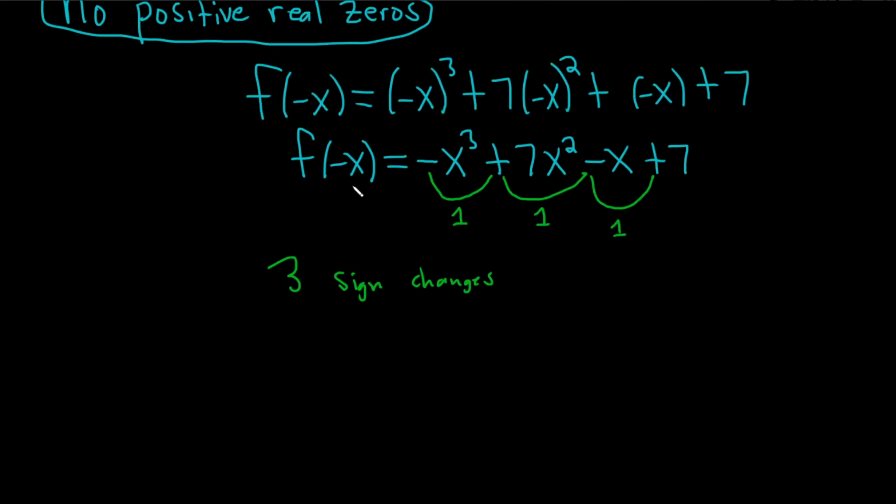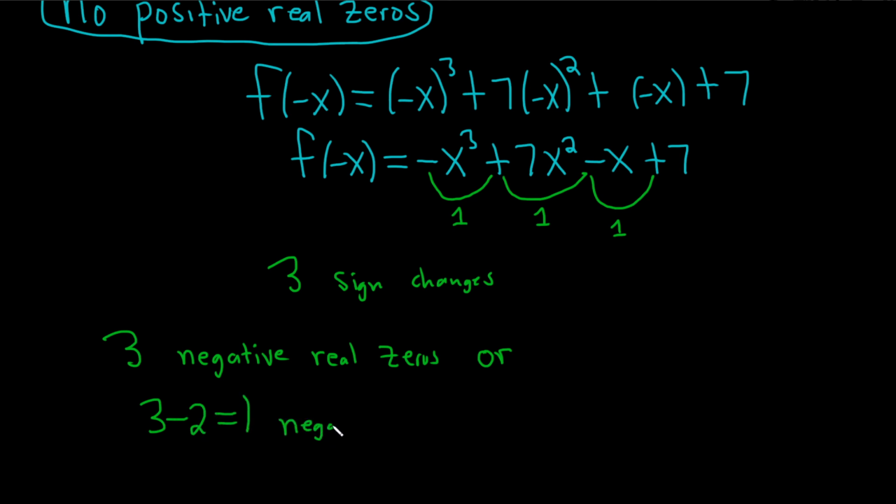This means that we have either 3 negative real zeros or 3 minus an even number, minus a positive even number. So the only positive even number that we can subtract here is 2, because if you subtract 4, you end up at a negative number. So 3 minus 2 equals 1, so 1 negative real zero. So that means we have 3 or 1 negative real zero.